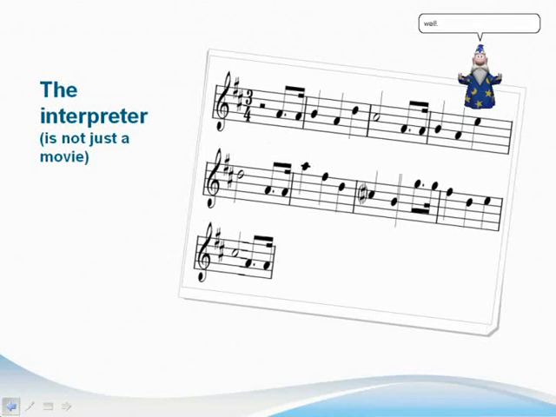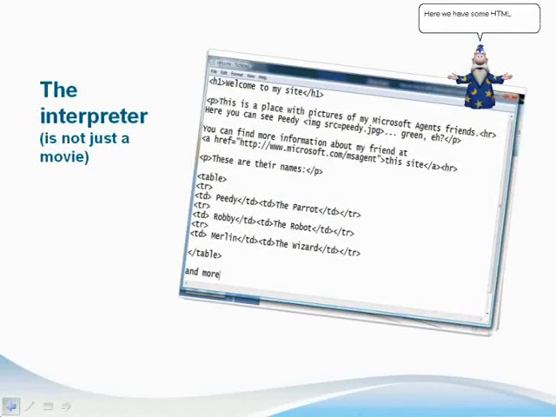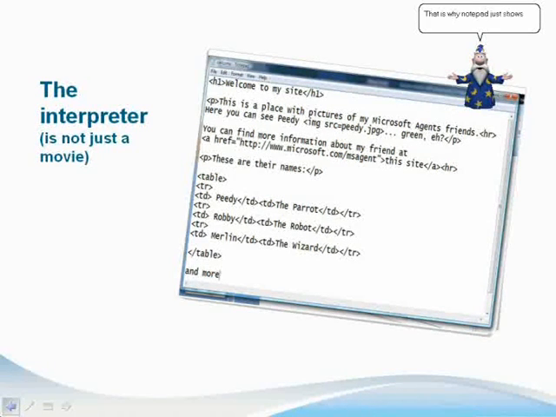Well, in this case, the first 2 people couldn't interpret these symbols. But the third person was a musician, and was the right interpreter for this musical code. Here we have some HTML code inside Notepad. When Notepad opens a HTML document, it doesn't have the ability to do an interpretation of HTML. That is why Notepad just shows us the code, nothing more.